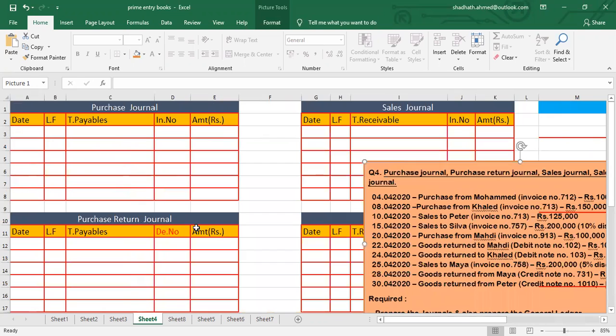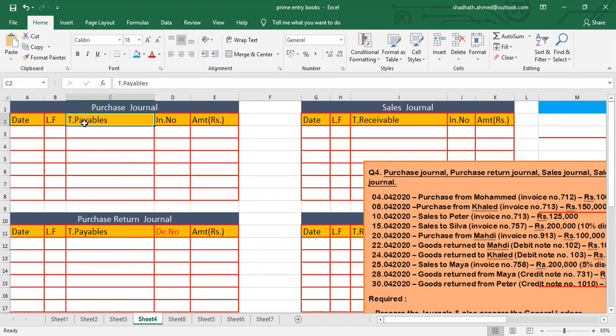When you come to purchase journal, date, ledger folio, trade payables, invoice number and amount. When you purchase goods from a person, when you purchase stock from a person on credit, we call him trade payable. We call him trade creditor. Trade payable and trade creditors are same.